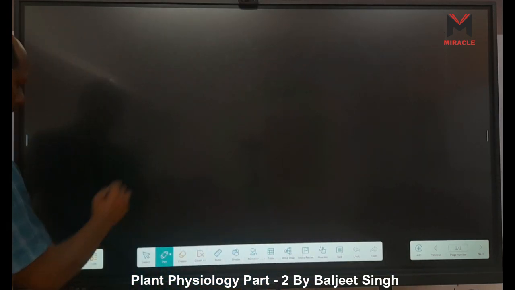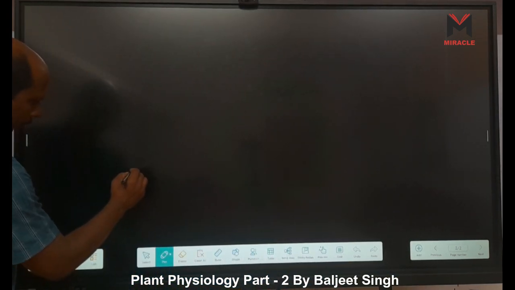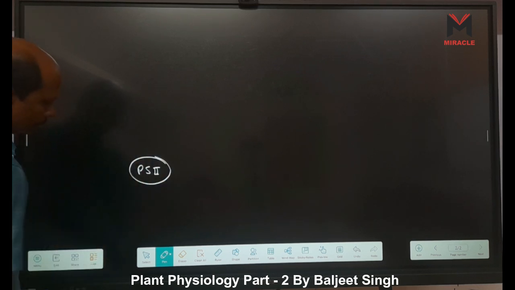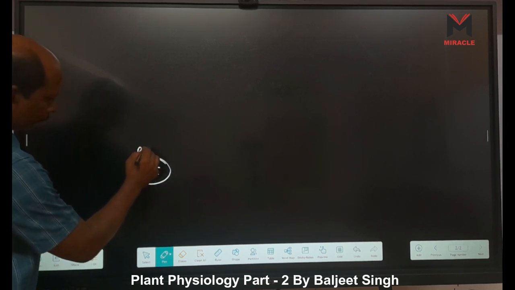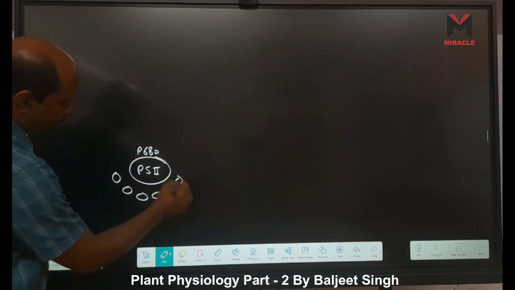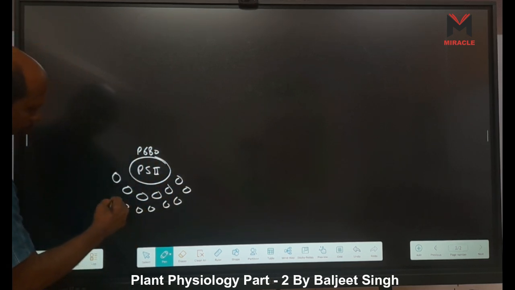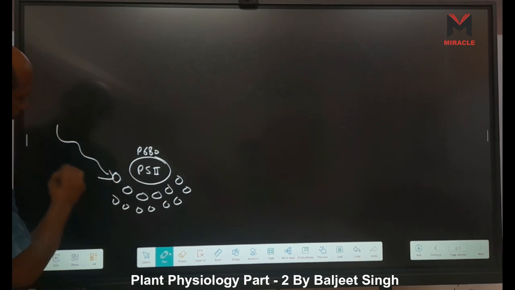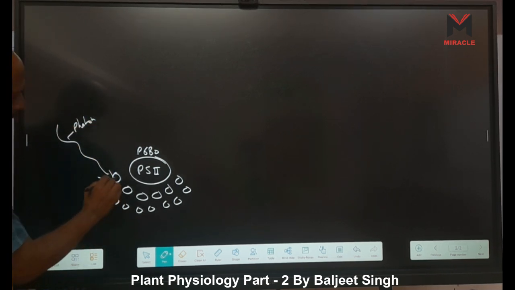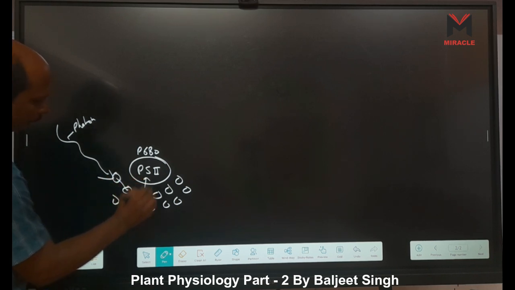Look here, I draw a diagram. This is our PS second, which means I can write here, it is P680. These are the accessory pigments, antenna pigments. What happens? Sunlight, this is sunlight, this one is a photon. It is absorbed and then transported to PS second.